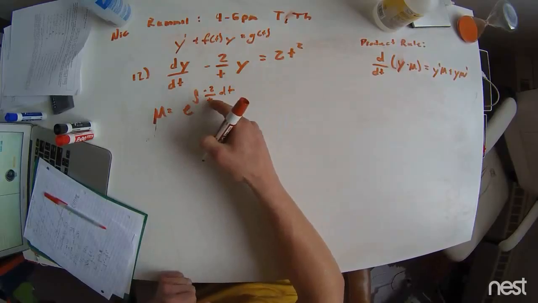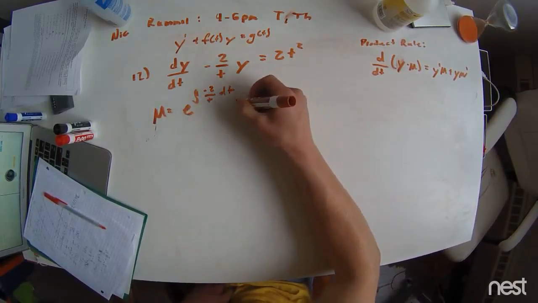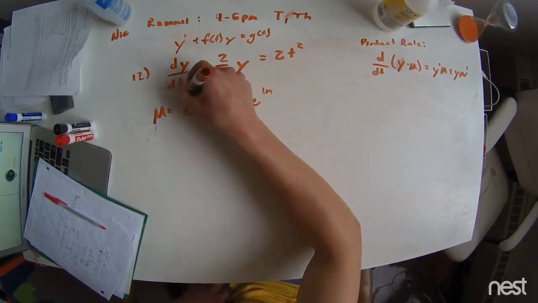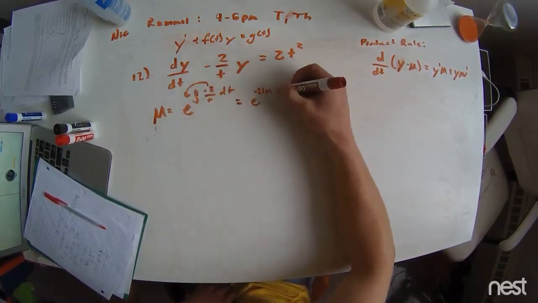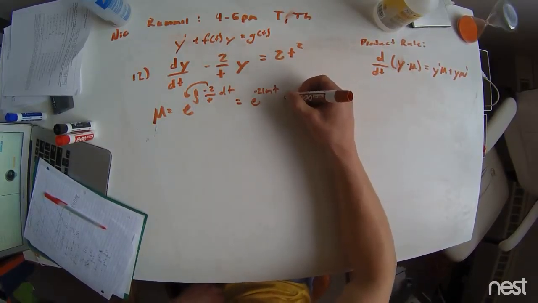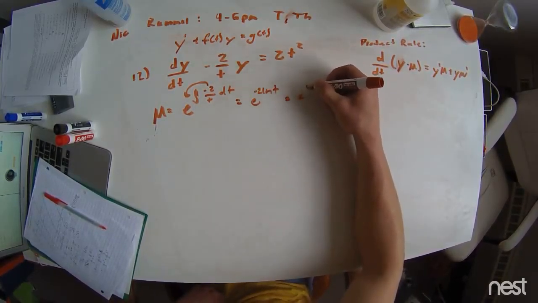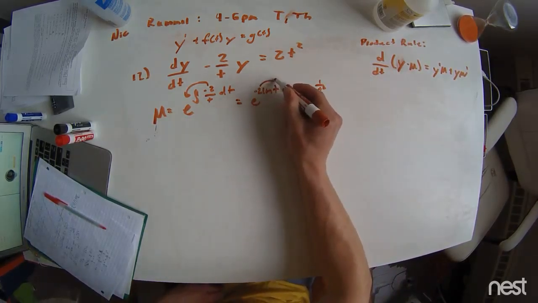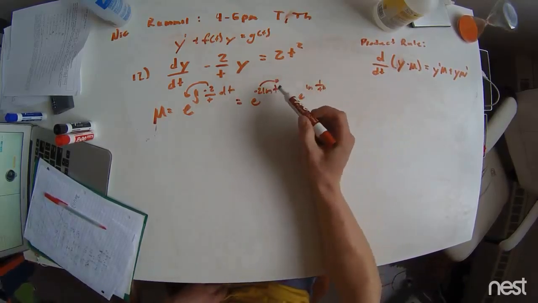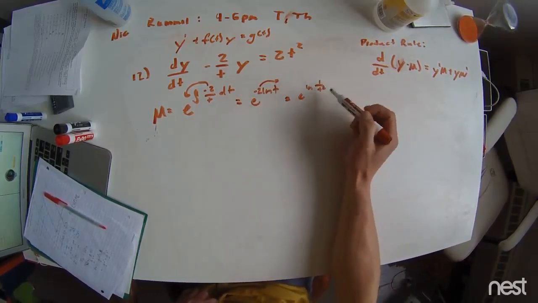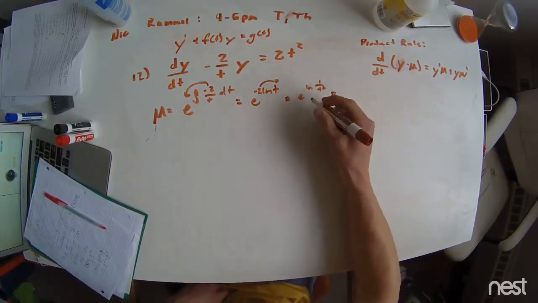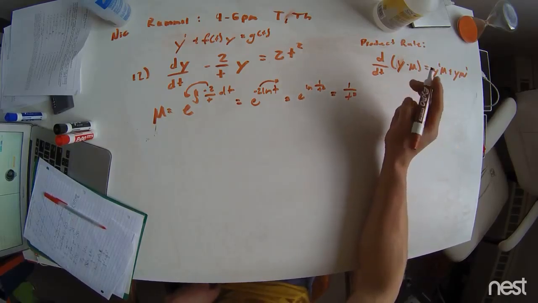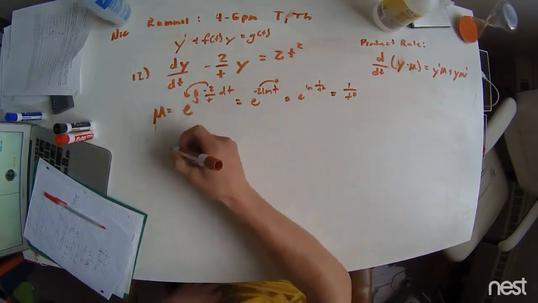We can see that this is equal to e to the ln. We can bring the negative 2 out in front of the integral, and we have a negative 2 here, t, which also equals e to the ln of 1 over t squared. We do that because by logarithm rules, we can bring this back up into the exponent, and t to the negative 2 equals 1 over t squared. We can see that e to the ln of something is just the something inside. And so this is what our mu is going to be.